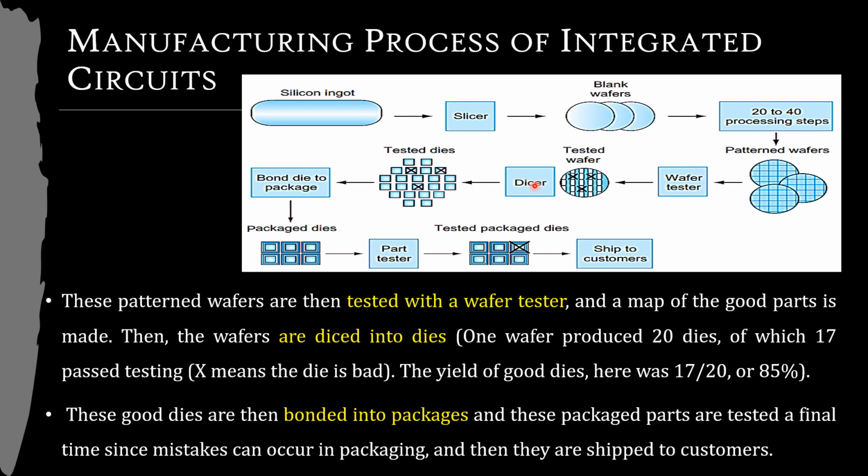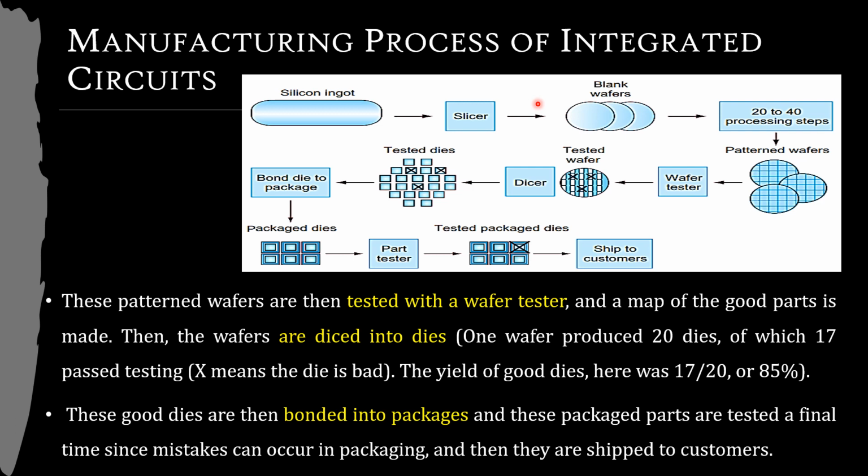One wafer produces 20 dies, of which 17 passed testing. This X means the die is bad. So out of these 20, 17 passed the testing and 3, shown with an X, are bad. The yield of good dies here was 17 out of 20, that is 85%.